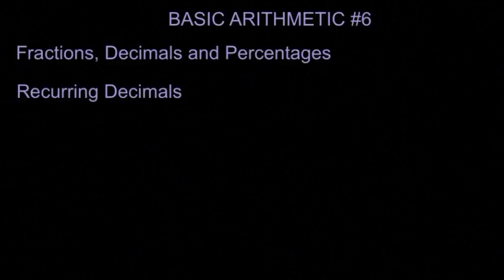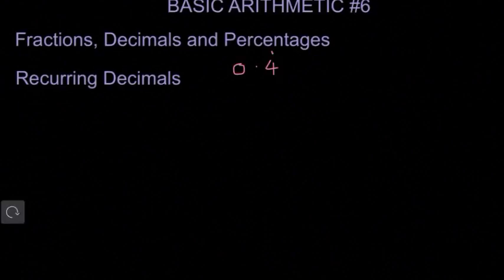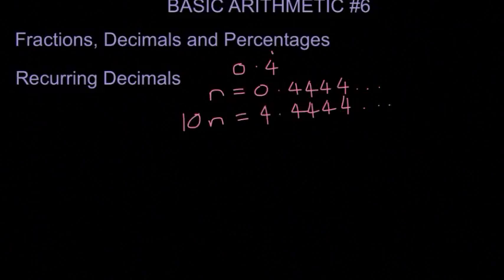So here's our first example. We've got 0.4 repeater. The first step is to say that n equals 0.4 repeater. Once we've established that n equals 0.4 repeater, the next thing to do is to say, well, if n equals that, then 10n will equal 10 times that number. Once we've done this, we've got 10n equals 4.4444. What we now do is we subtract n from 10n.